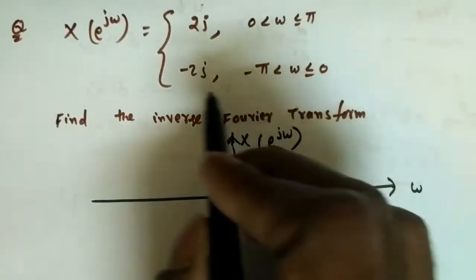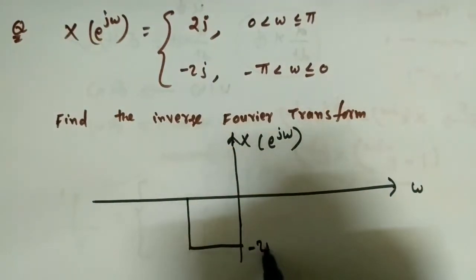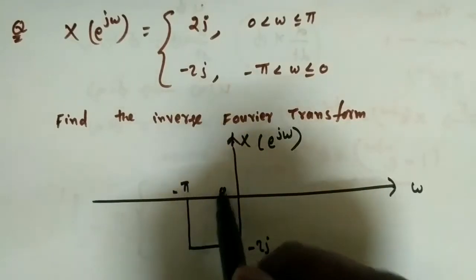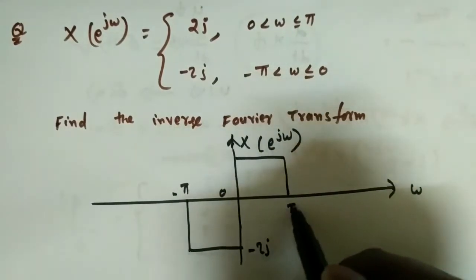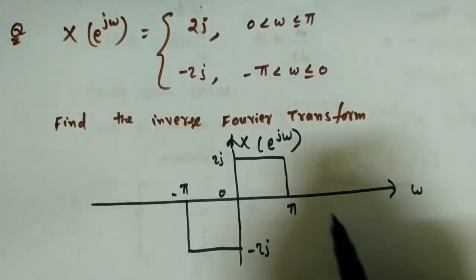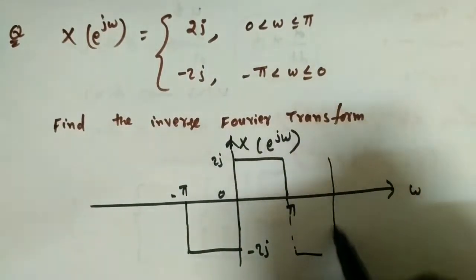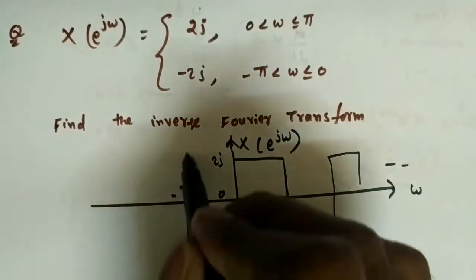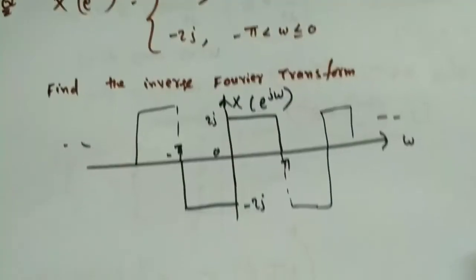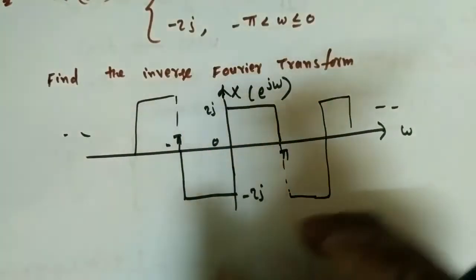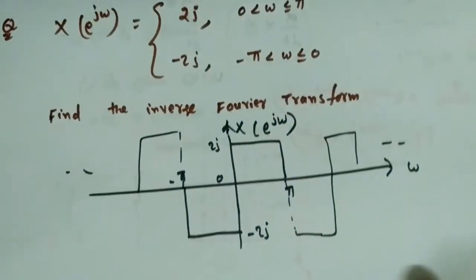If you see minus pi to 0, the value is minus 2j. So this is minus 2j and this is minus pi to 0. Then 0 to pi, it is 2j. So opposite. So this is pi. This is 2j. Now, it is always periodic in nature, so it will be repeated something like this, and so on. Here also it will be repeated like this. But to find the inverse Fourier transform, we need to do the integration over a single period. So whatever period is given, that is minus pi to pi, we will integrate, right?